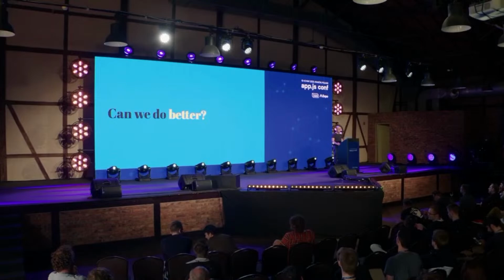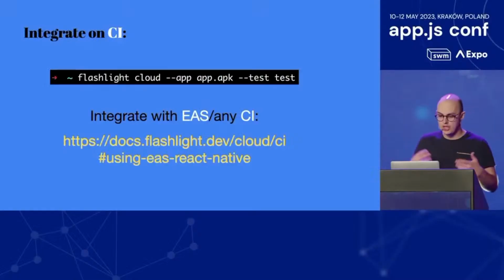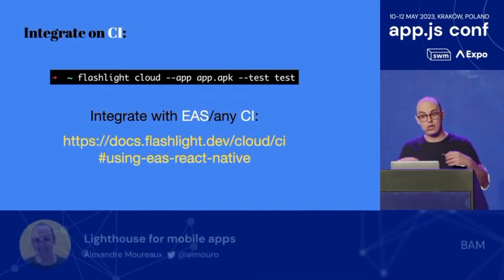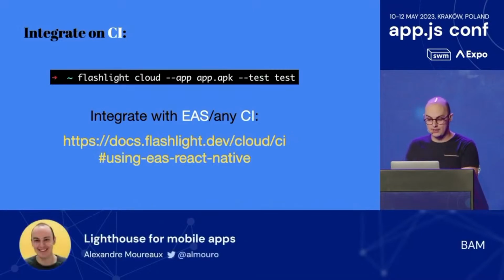Can we do even better? Because you might be thinking, okay, this is cool, but I only have startup performance. What if I need to just log in on my app to display the score and everything? What if I want to do something else in my app, like testing scrolling performance? Well, we also have the Flashlight Cloud command. So you can actually use it on CLI, upload an APK, upload a Maestro test, and you can basically measure the performance of anything you would do on your app in the cloud.